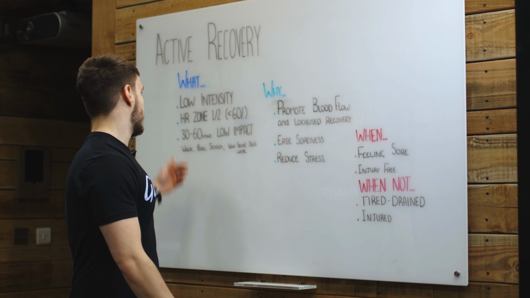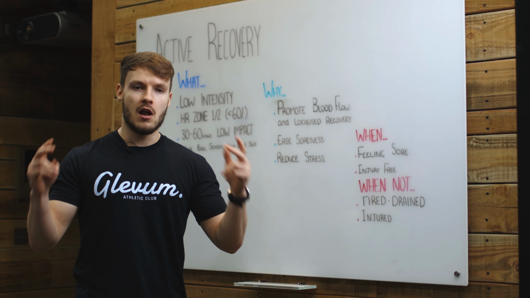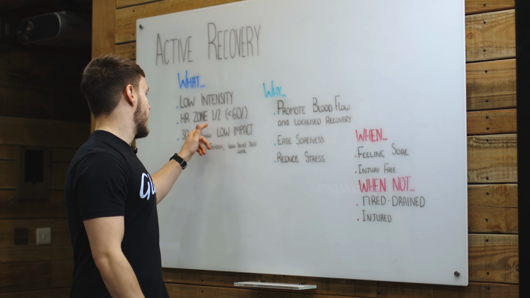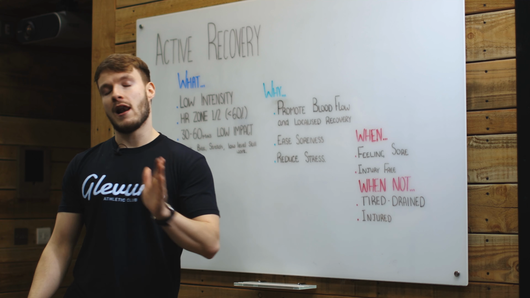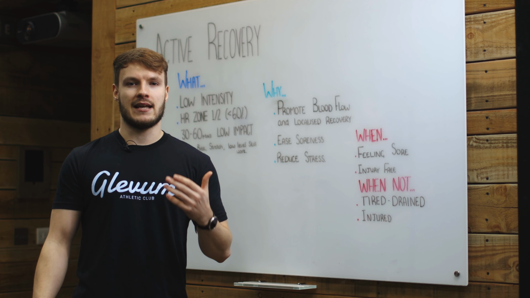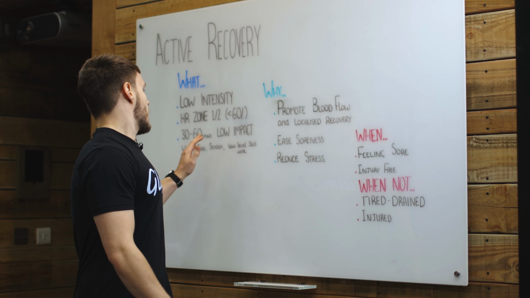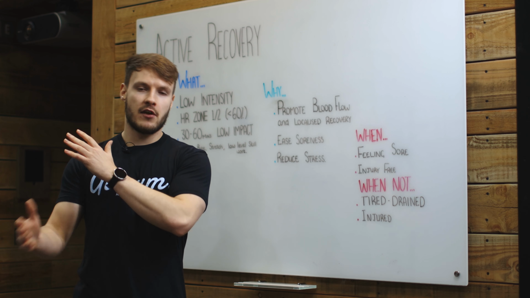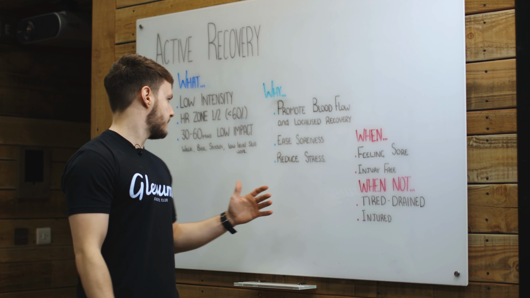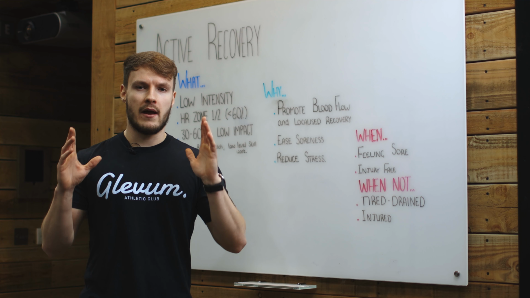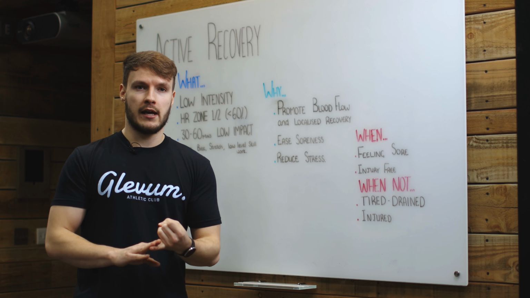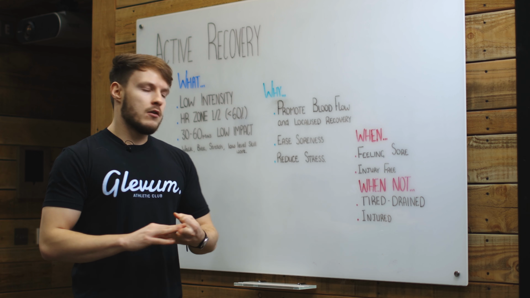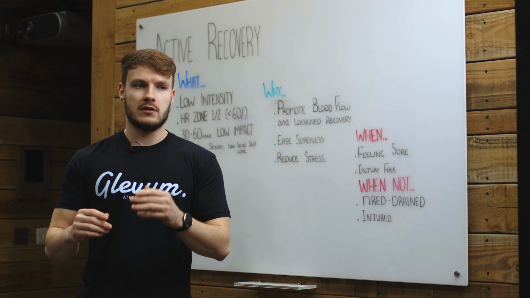An active recovery session is categorized by a low intensity. Now, a low intensity is going to be 60% or less in regards to our max output. In regards to what an active recovery session may look like, it's going to be anywhere from 30 minutes to an hour, and it's going to be low impact, whether that's walking, going for a bike ride, doing some stretching, or even some low-level skill work.